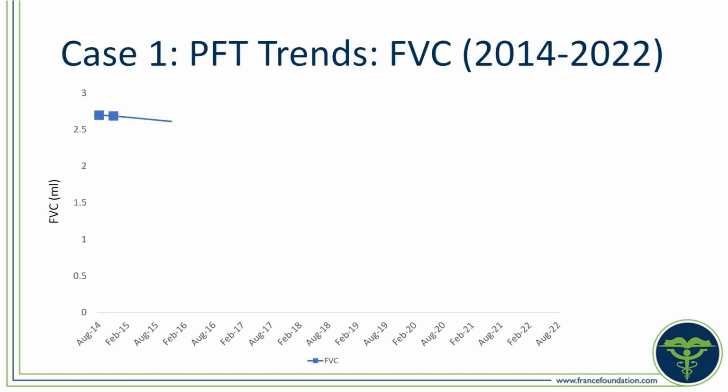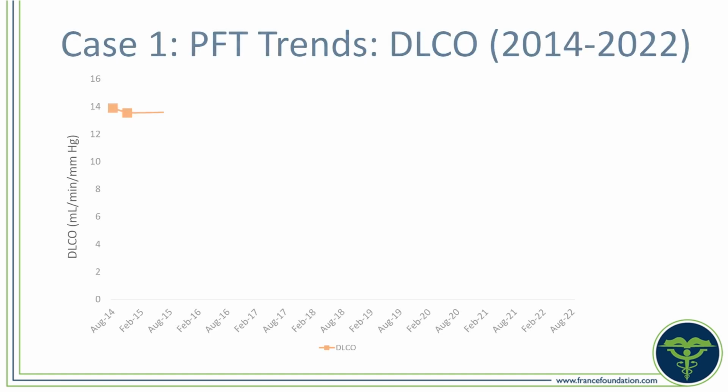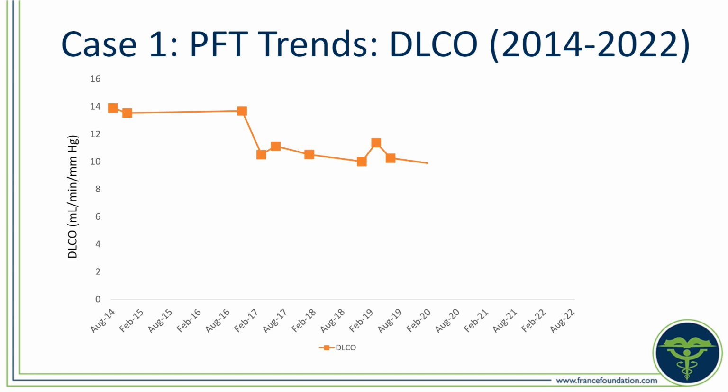Looking at our pulmonary function test trends, and again, I started seeing this patient in 2016, but you can see over this time period, her FVC was steadily but slowly declining. And her DLCO followed a similar trend. And I will mention that around 2020, when the pandemic hit, this patient decided to go off of rituximab because she was concerned about getting COVID pneumonia.